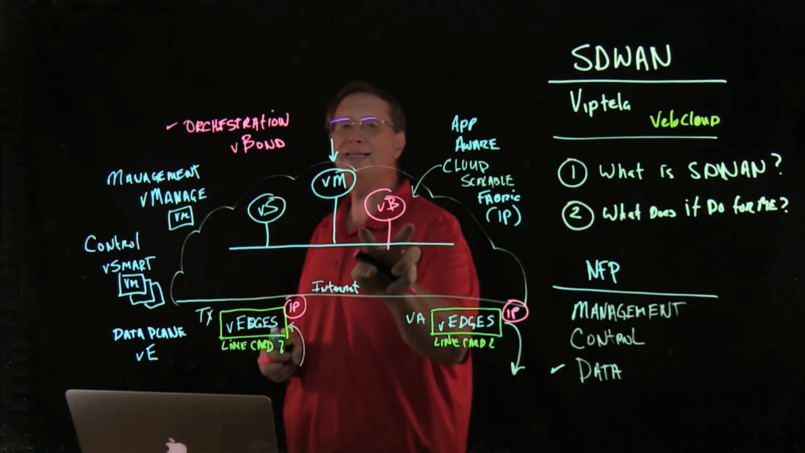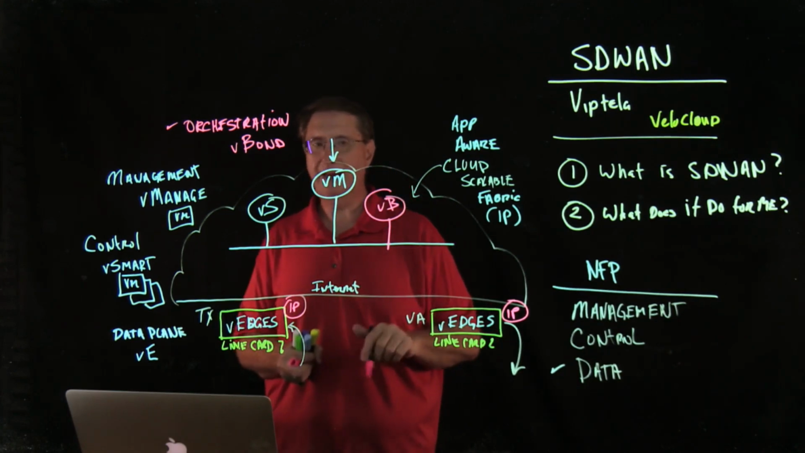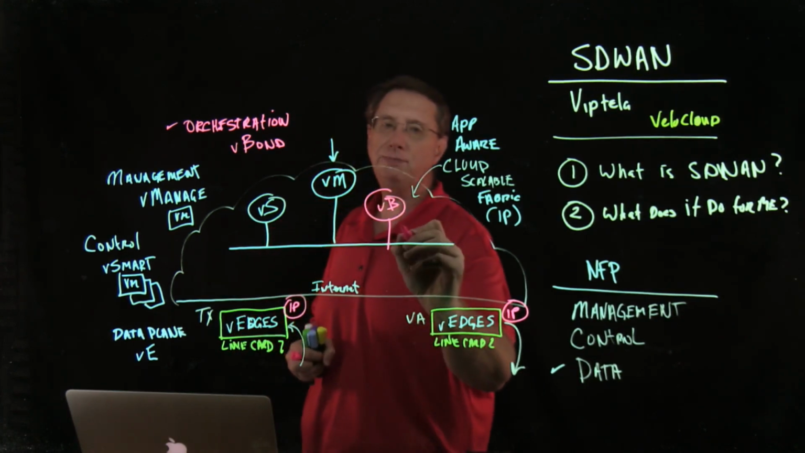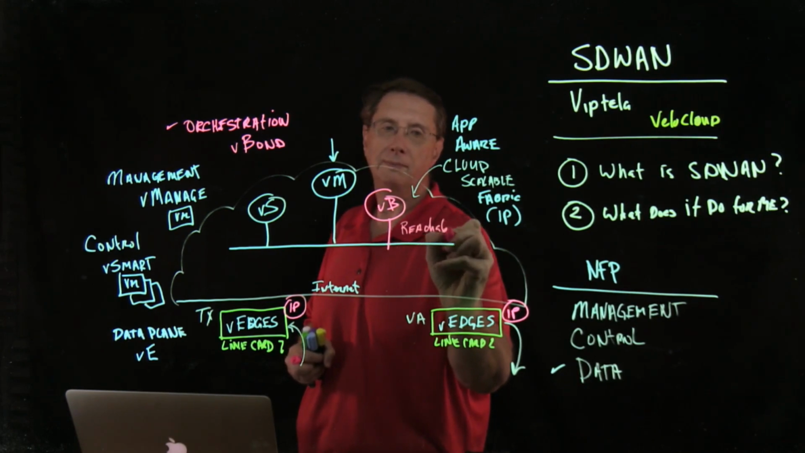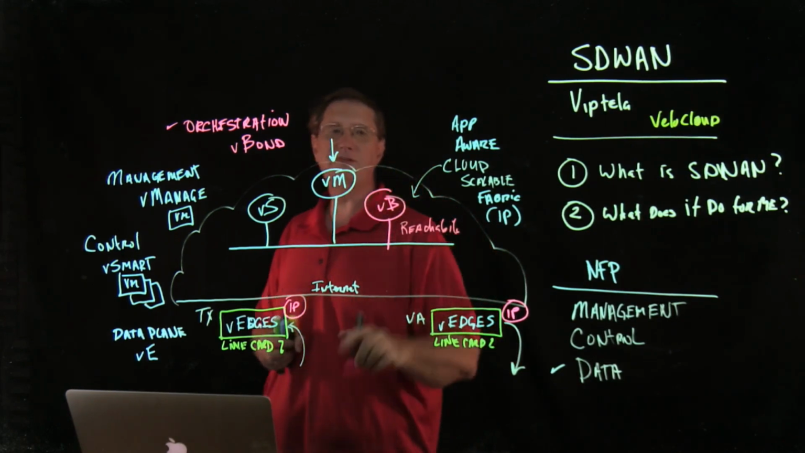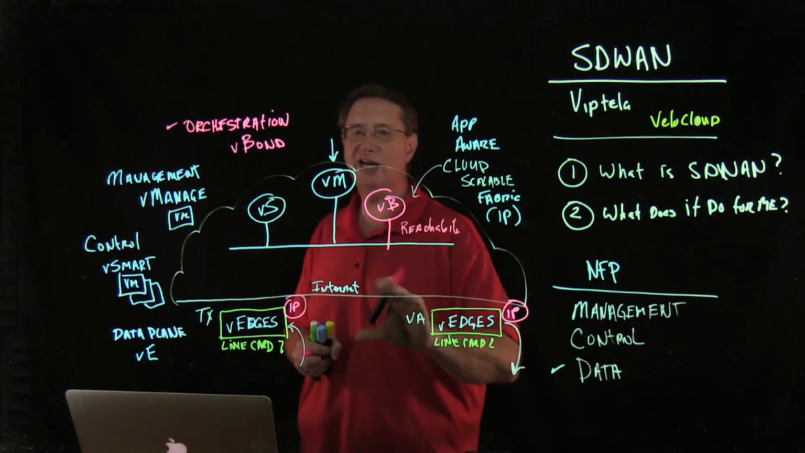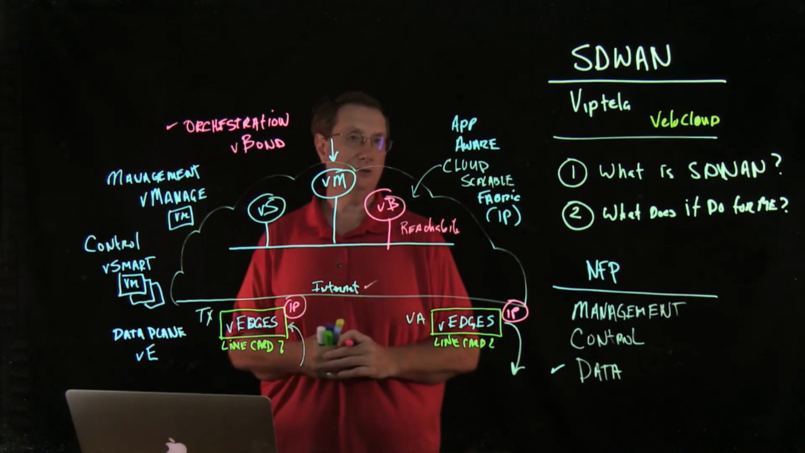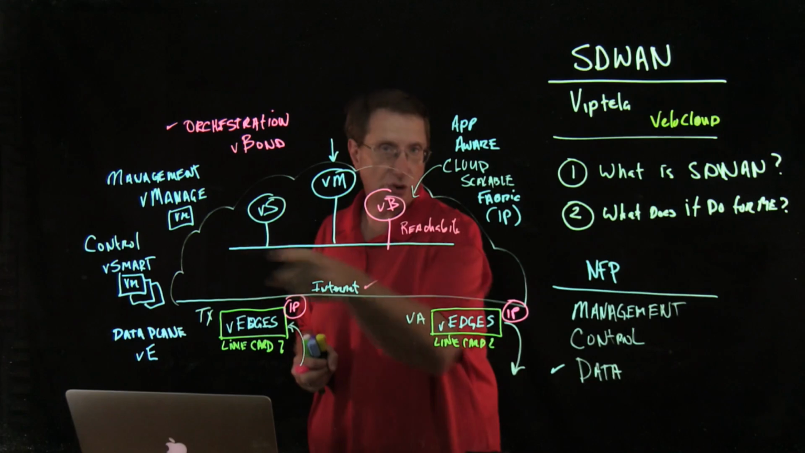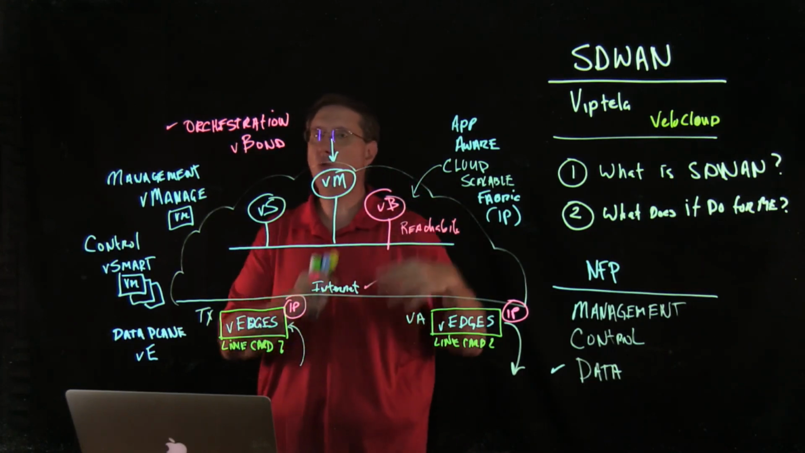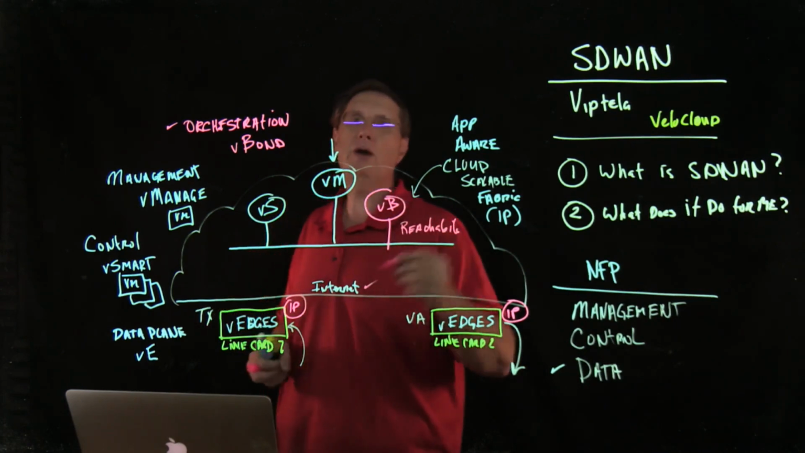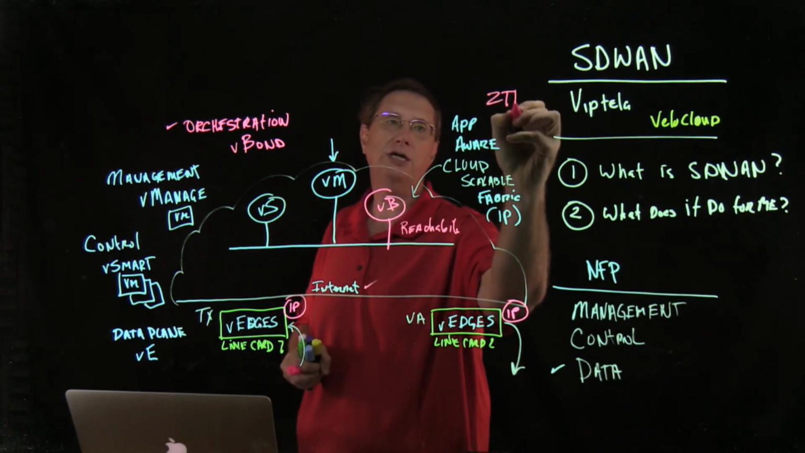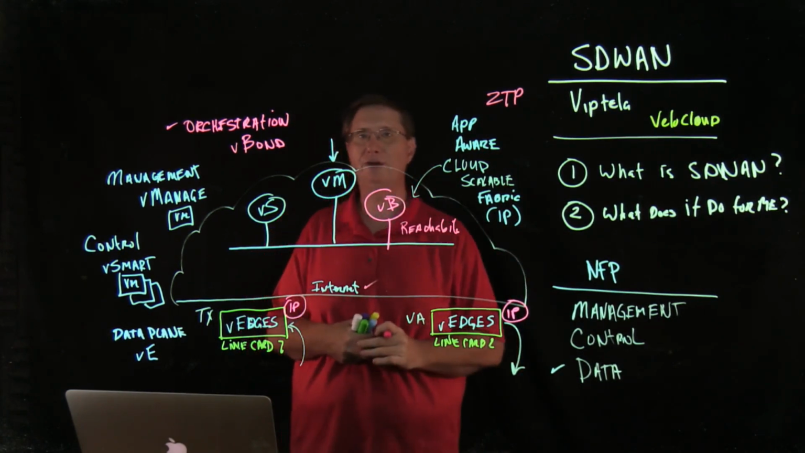Now, the reason that I did the vBond in red is the vBond must be reachable by all of these devices. It needs to be accessible on the internet. Now, Cisco will host all of these for you if you want them to. Obviously, that's a service that you can pay for, and we get what we call ZTP, Zero Touch Provisioning, which we're going to be talking about in later videos.